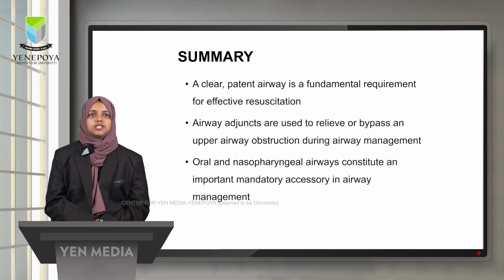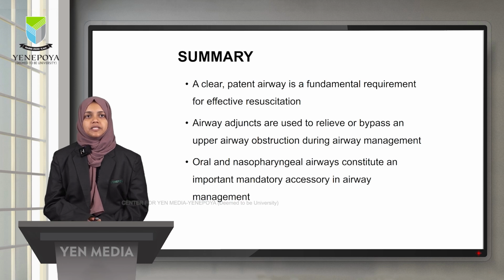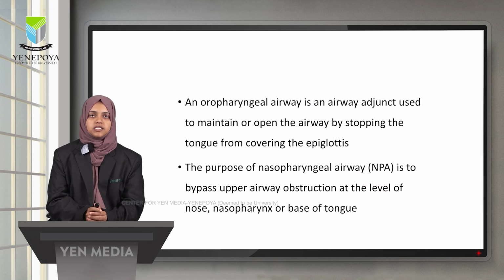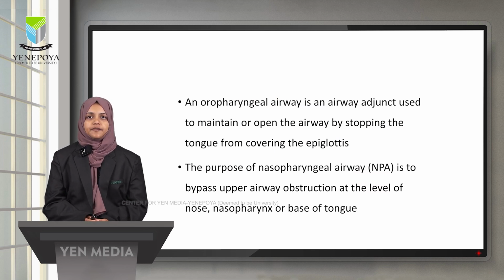Now let me summarize the session. A clear patent airway is a fundamental requirement for effective resuscitation. Airway adjuncts are used to relieve or bypass an airway obstruction during airway management. Oral and nasopharyngeal airways constitute an important mandatory accessory in airway management. An oropharyngeal airway is an airway adjunct used to maintain or open the airway by stopping the tongue from covering the epiglottis. The purpose of the nasopharyngeal airway is to bypass upper airway obstruction at the level of the nose, nasopharynx or base of the tongue.